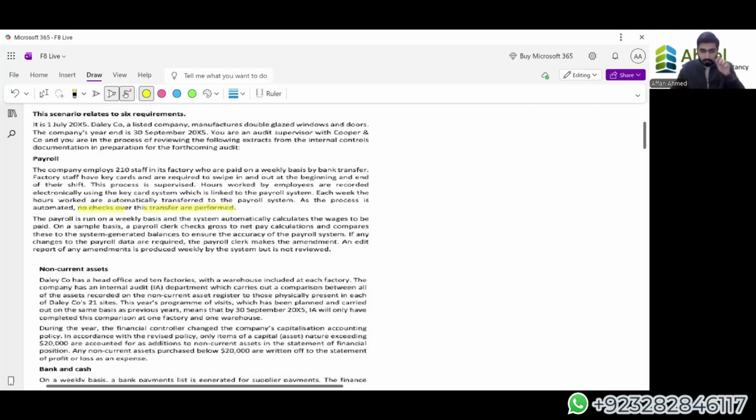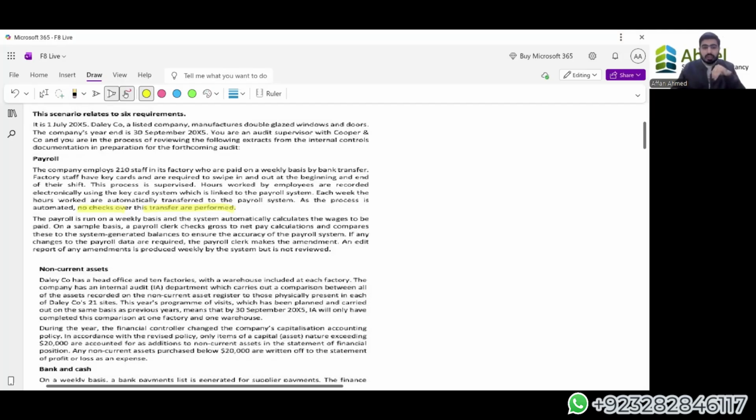Now, first identify the problem. We have done that. Now, in the answer statement, you're going to just copy paste this particular area: that each week the hours worked are automatically transferred from the key card to the payroll system, and there is no checking done in the system. Now, this is the problem. Now, why is it a problem? That is the second step that we have to go for.